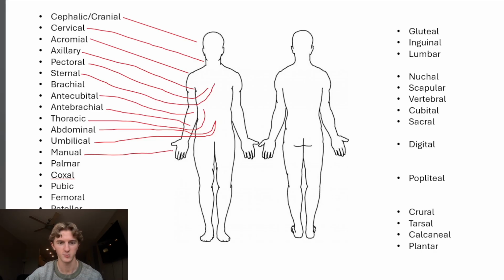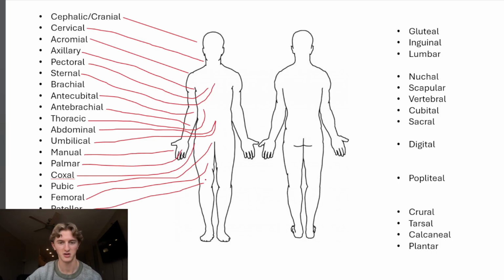Manual is referring to the hand as a whole. Palmar is referring to the palm of the hand specifically. Coxal refers to the lateral part of the hip, so right about here where you'd feel your hip bone. Pubic is referring to the pubic region of the body, which is very medial and inferior to the abdominal region. Femoral is simply referring to our thigh or our proximal leg. Patellar is referring to the anterior part of our knee, so right on our kneecap. And pedal, finally, is just referring to the foot as a whole.